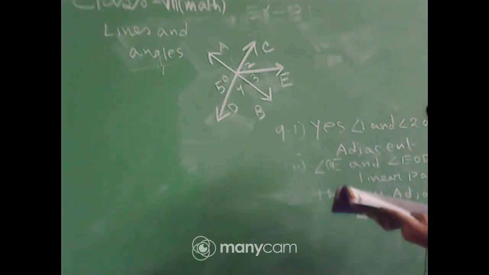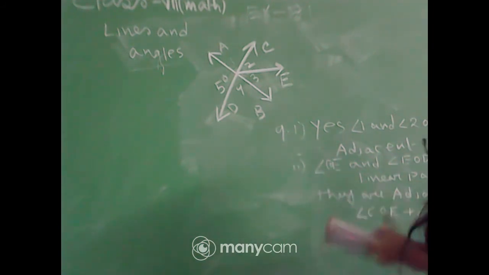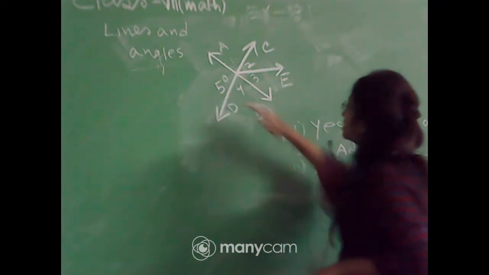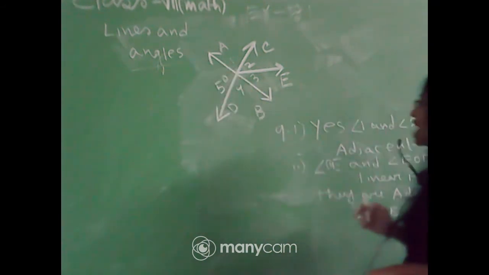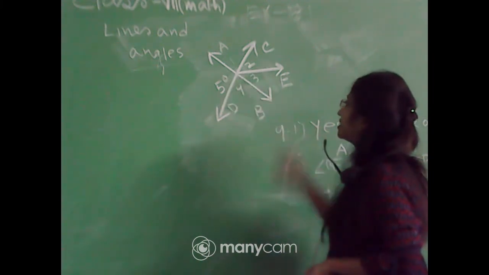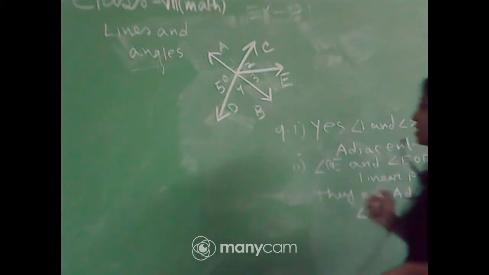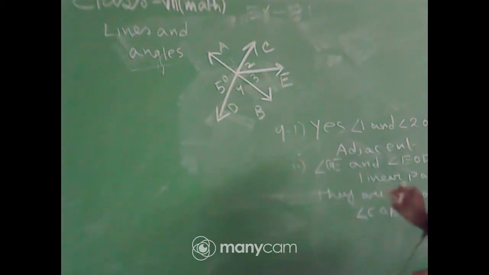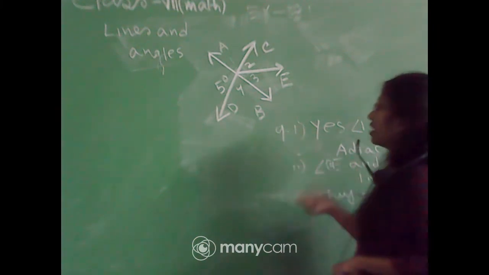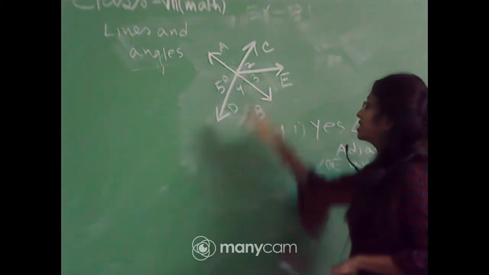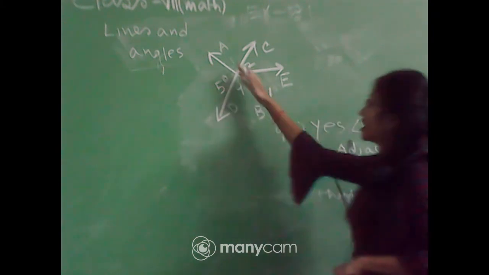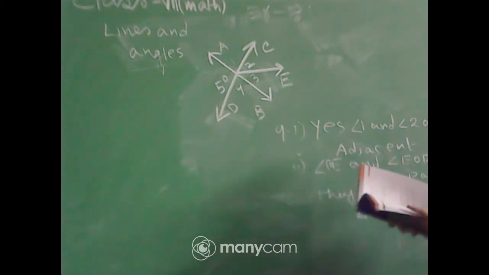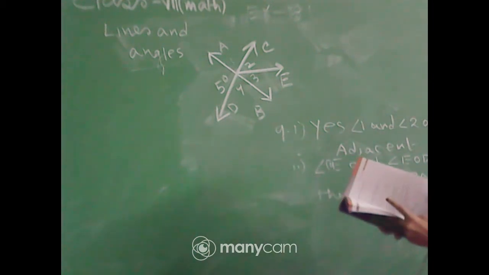Next question, are BOD and DOA supplementary? Yes, the angles BOD and DOA are supplementary angles because angle 4 plus angle 5 is equal to 180 degree, and we know that the sum of the measures of two supplementary angles is 180 degrees. Since angle BOD plus angle DOA is equal to 180 degree, they are supplementary angles.